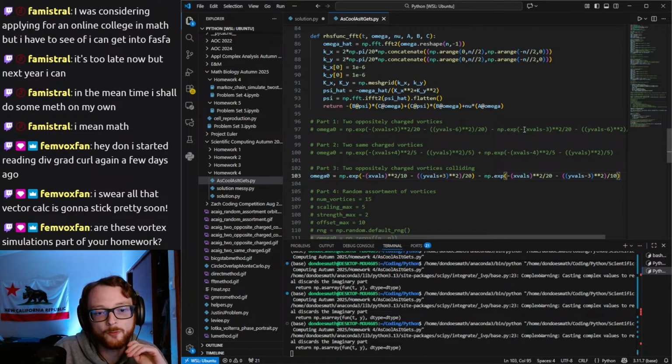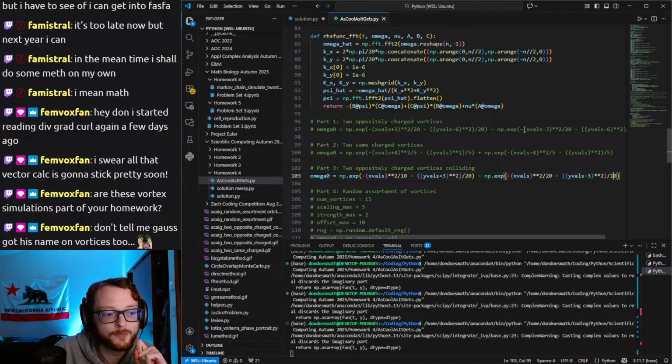For the first part of the homework, they had us make a simple simulation with 5 different methods. And then for the part I'm on now, you take the fastest method, which was the fast Fourier transform, and try and make these cool scenarios.